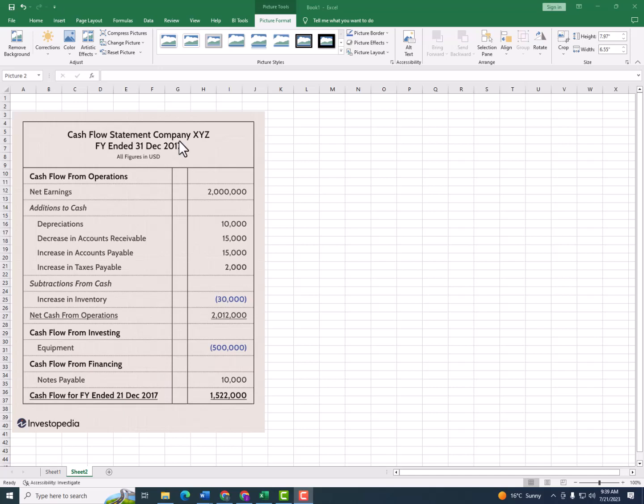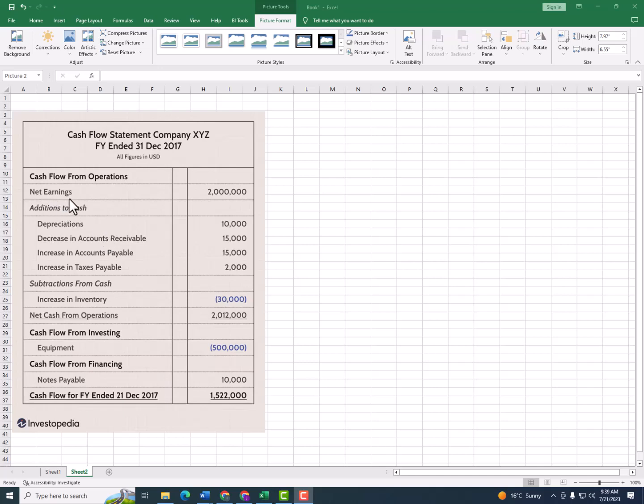categorize the cash flows. For instance, we have cash flows from operations. Now, this consists of the day-to-day activities of the company or the business. This includes the core business of the company, things that the company does to achieve its main purpose.